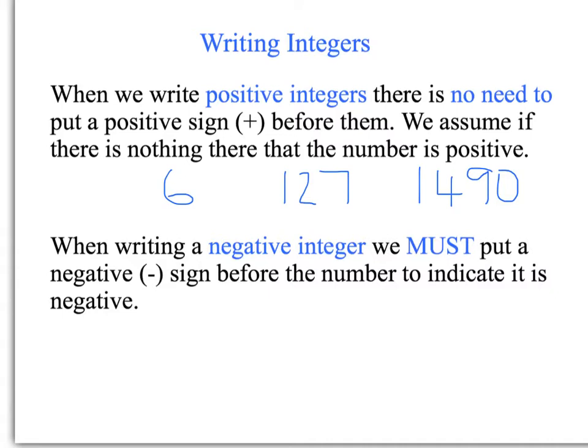Alright, so we're writing a negative integer. We must put a negative sign before the number to indicate that it's negative. Otherwise, like I just said, we're going to assume it's a positive integer. So to give you an example, we can have negative 67, negative 1, and negative 150. So all of these are negative integers.